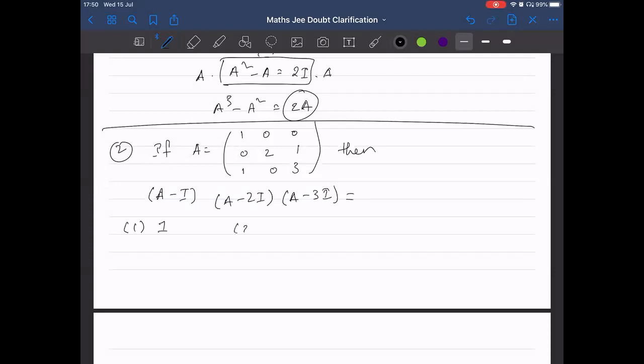Option 1 is 1, option 2 is 0, option 3 is A, option 4 is half of A. Again, I request you to apply the characteristic equation for this matrix and make a cubic equation. Why are you getting a cubic equation? Because it is a 3 by 3 matrix. After getting the cubic equation, you replace the lambda value by A, and you see what is happening. I just want to give you 1.5 minutes to solve this problem. If you got any option, just message me. I'll wait for 1.5 minutes.